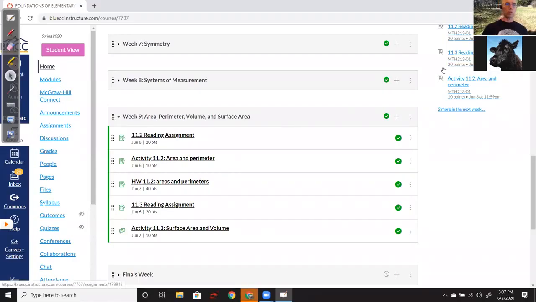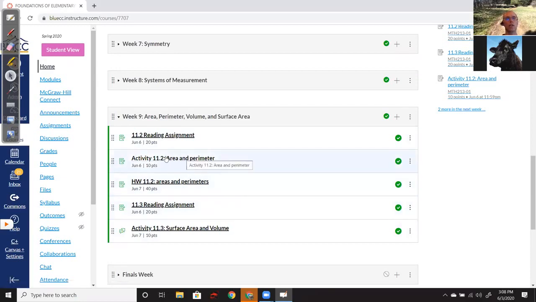All right, so this week we have sections 11.2 and 11.3 to work with, and they cover area, perimeter, volume, and surface area all together. So we started off the other day working with area and perimeter. We'll do a little bit of that today, and then we'll move on to volume and surface area.